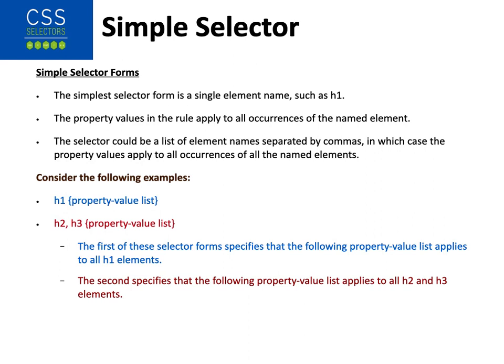The second example consists of two elements there. That means there are two selectors, h2 and h3. So h1, h2, h3 are different heading types or heading tag names. So h1 is the biggest size, h2 is the next lower, h3 is the next lower size. The first of these selector forms specifies that the following property value list applies to all h1 elements. On the other hand, the second example specifies that the following property value list applies to all h2 and h3 elements.